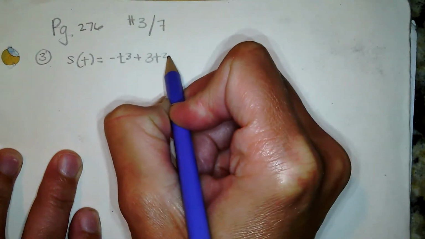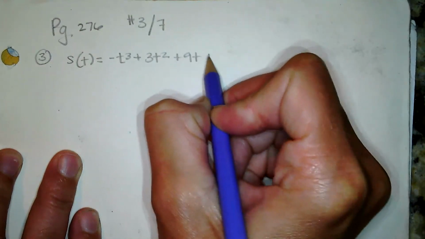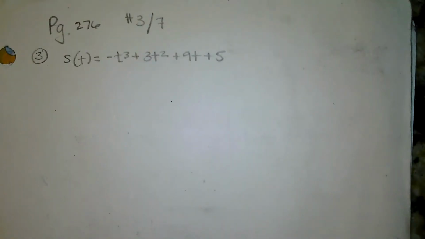I got 2 questions tonight on the AP exam practice questions for chapter 3, so number 3 and 7. And number 3 says the position of an object along a vertical line is given by this position function: negative t cubed plus 3t squared plus 9t plus 5, where s is measured in feet and t is measured in seconds. It wants to know the maximum velocity.